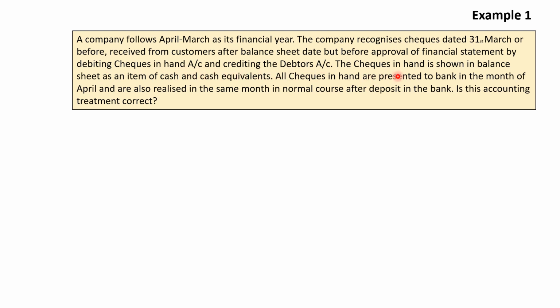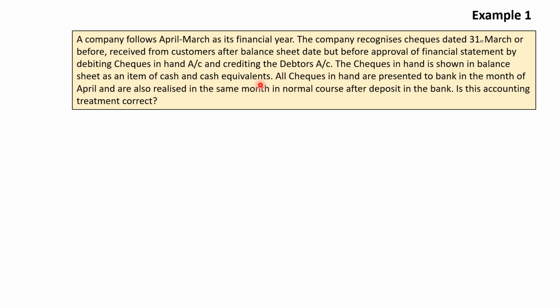The checks in hand are shown in the balance sheet as an item of cash or cash equivalent. So those 25th March check, 30th March check, 31st March checks, which are received probably on 2nd April or maybe on 5th April, but since they have a date prior to 31st March, this accountant has recorded them as if they are received before 31st March. Accordingly, in the balance sheet he is showing checks in hand account and he is showing reduction in debtors account.